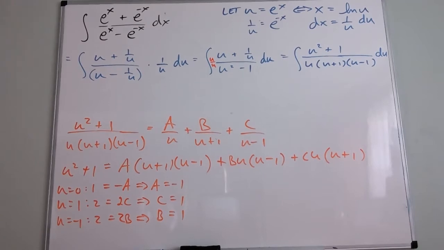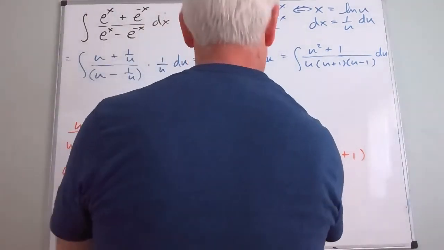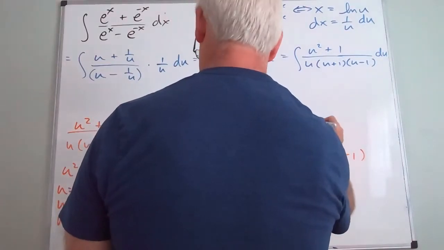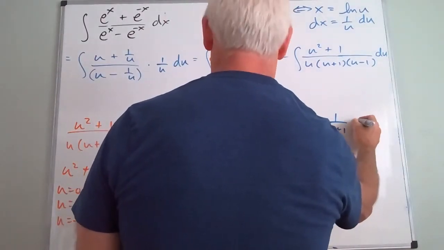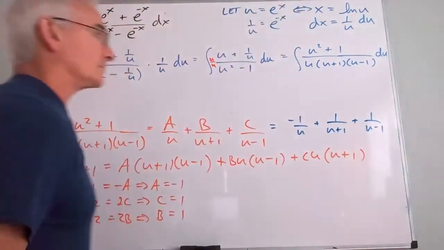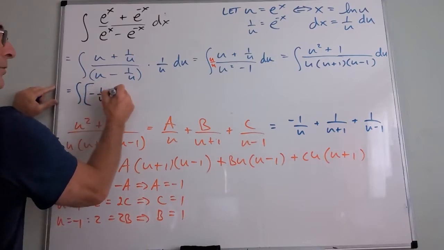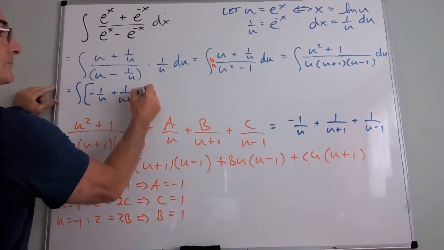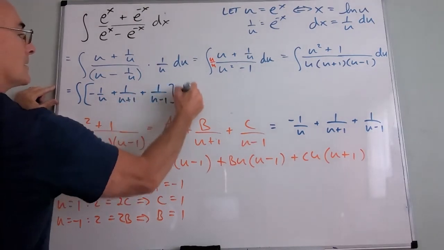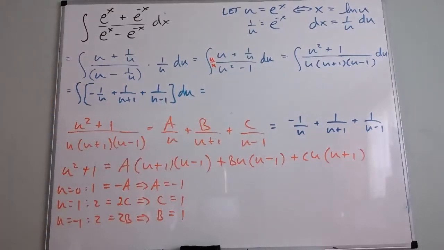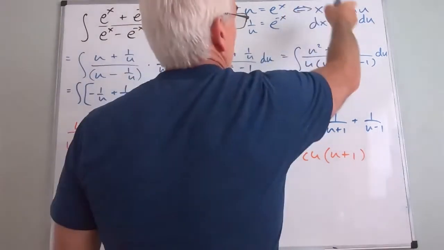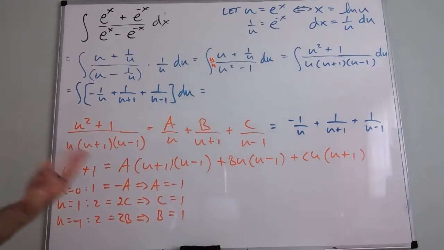All right, so that means this part here was negative 1 over u, plus 1 over u plus 1, plus 1 over u minus 1. So my integration would be the integral of negative 1 over u plus 1 over u plus 1 plus 1 over u minus 1 du. Obviously, I'm going to have a whole bunch of logarithms. Is that probably a good thing? Yeah, because the relationship between u and x in the first place involved exponentials and logs, so translating back might be a fairly simple thing.